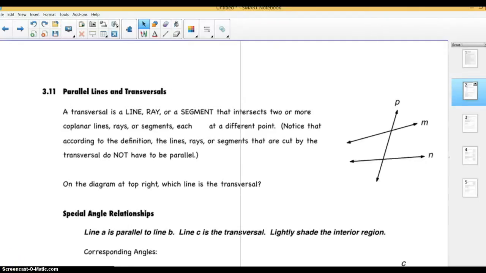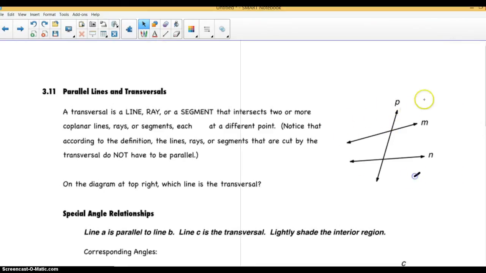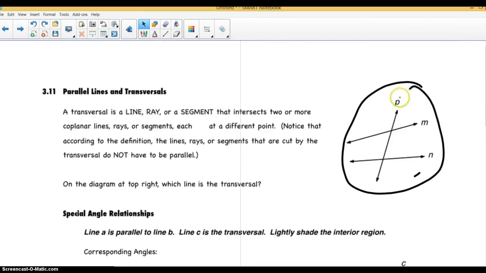Today's lesson is all about parallel lines and transversals. Now, we all know what parallel lines are, but transversals is something new. A transversal is a line that crosses two others. So in our diagram here to the right, P, that is our transversal because it's crossing lines M and N. So P is the transversal.